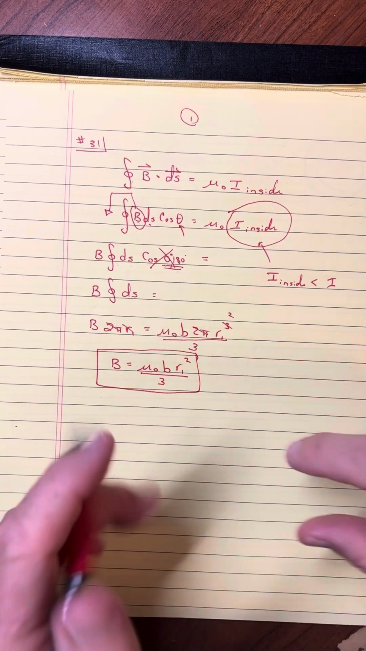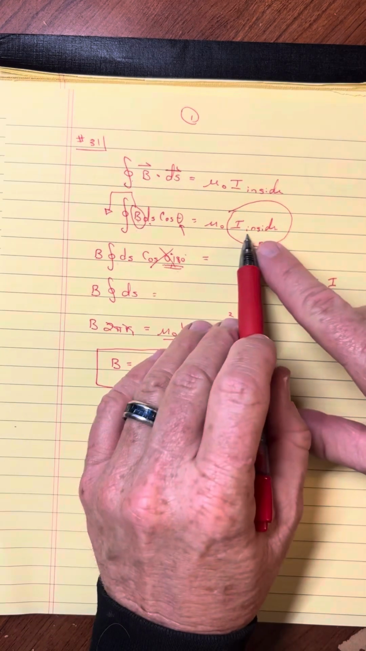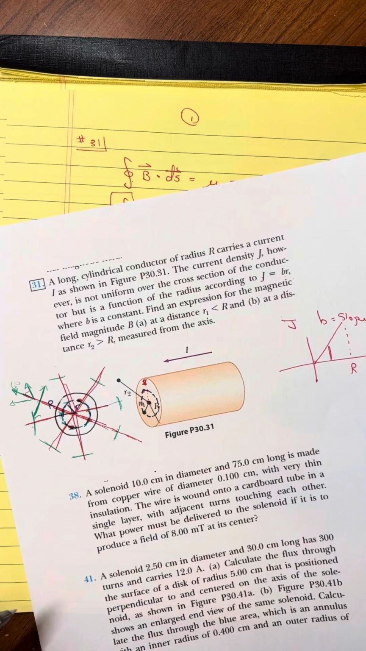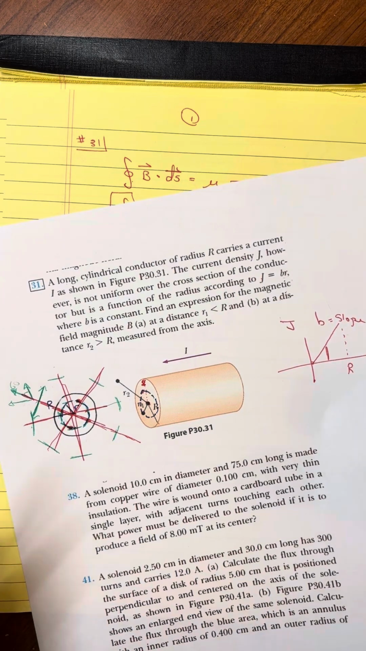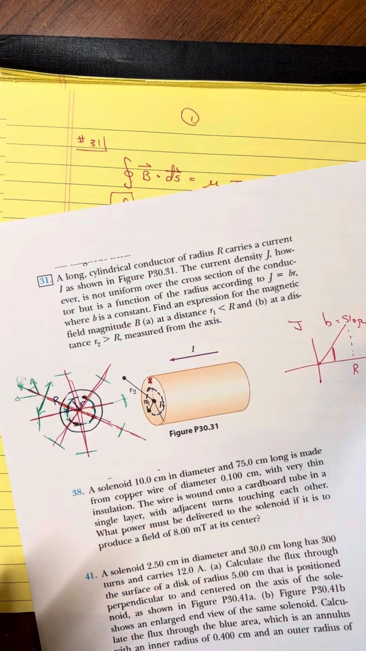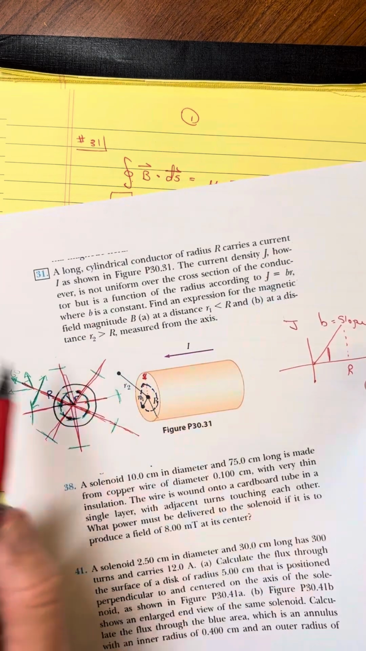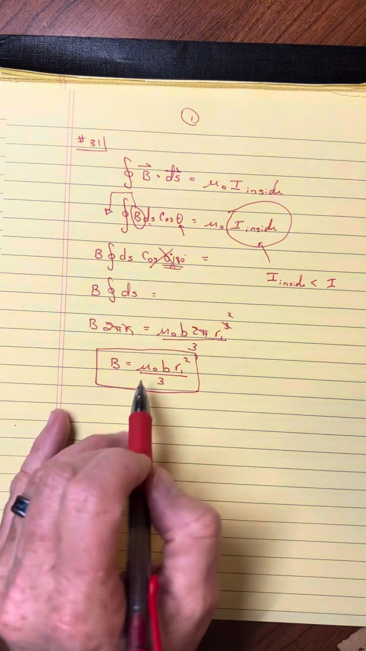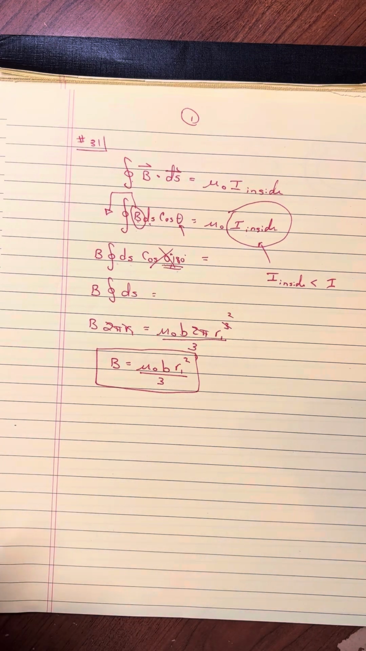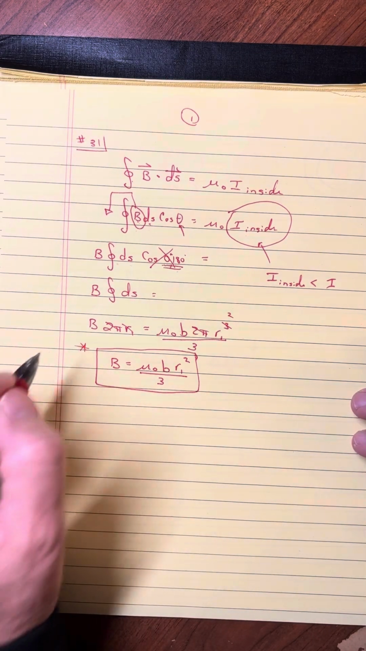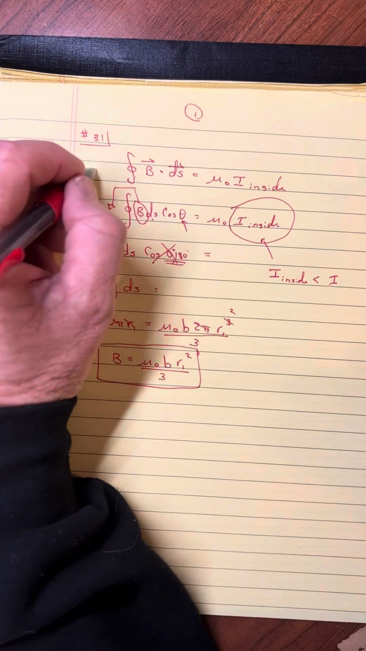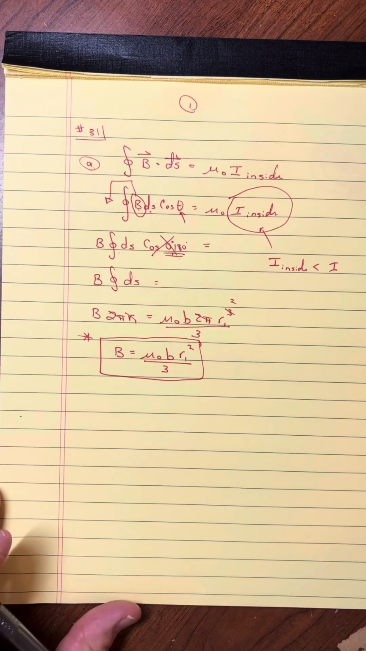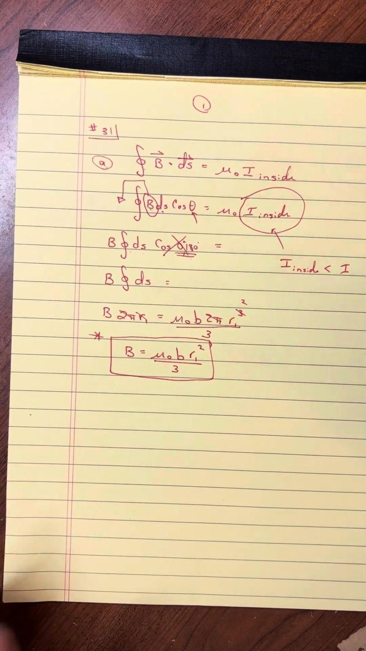So you don't want to finish the problem and have, like, current on the inside. That was not specified in this problem, okay? But little b is, so it's fine to have the answer in terms of little b. And that's what we do. And the constants of nature, that's fine too. Anyway, so there would be the answer to part A. What is the magnetic field inside?